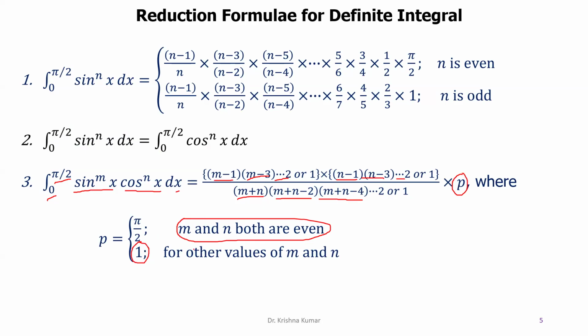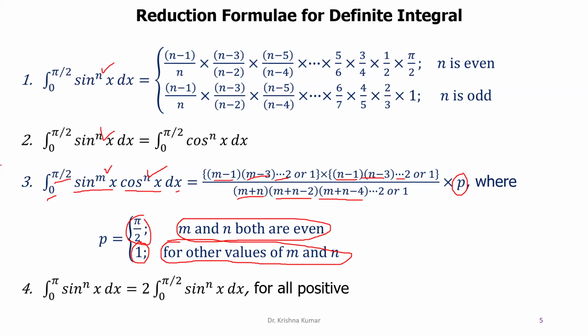So now there may be four cases. If m and n both are even, then we multiply by pi by 2. The other cases are m is even and n is odd, or m is odd and n is even, or m and n both are odd. For all these three cases, we have to multiply by 1. So this is also a very important formula, but the very important thing here is that m and n are positive integers in each and every case.